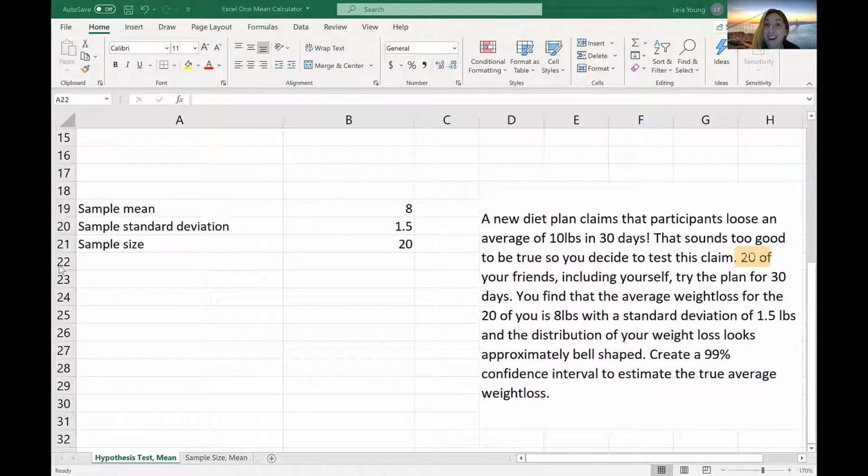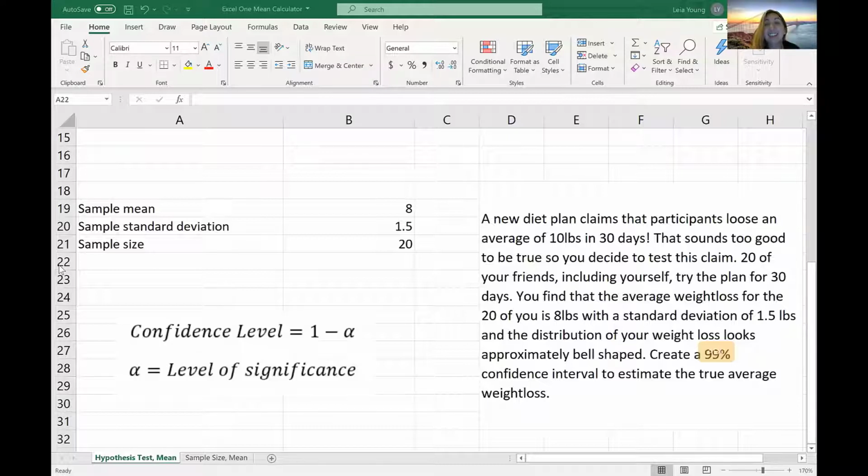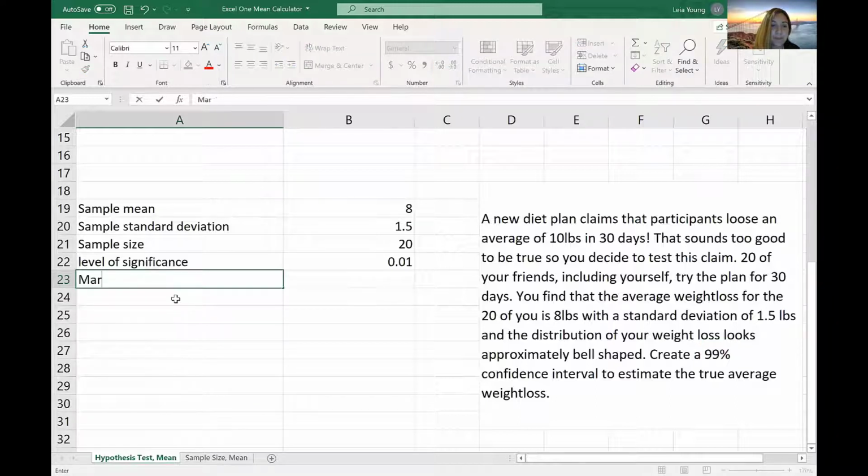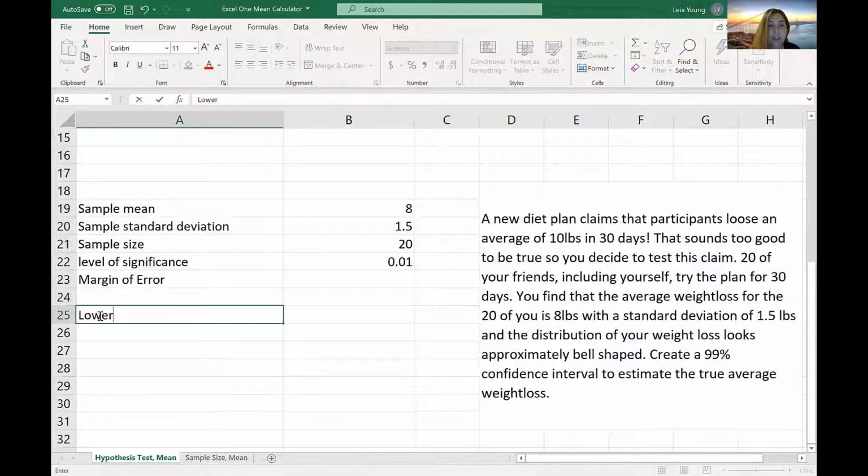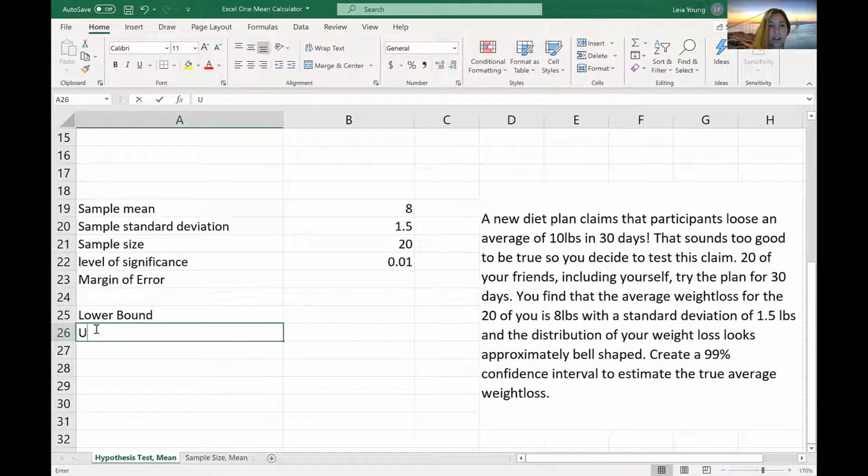We'll need the confidence level, which is related to the level of significance. And the level of significance is the complement of the confidence level. So a 99% confidence level has a 1% level of significance. Then we'll use these things to create a margin of error. Put the margin of error together with the sample mean to get our lower bound and our upper bound.